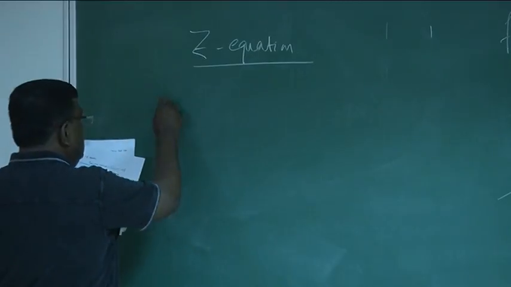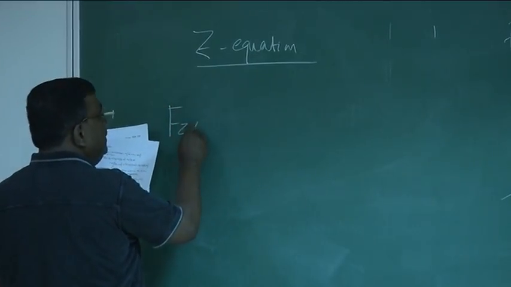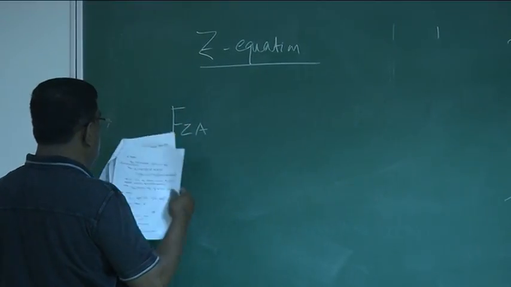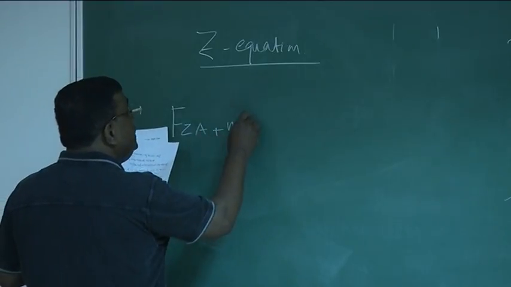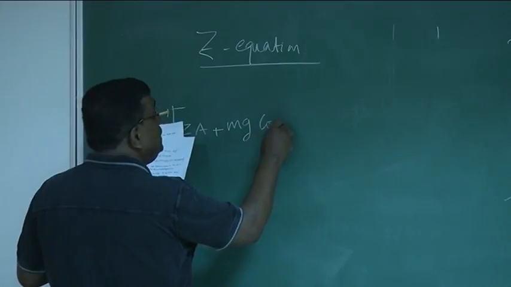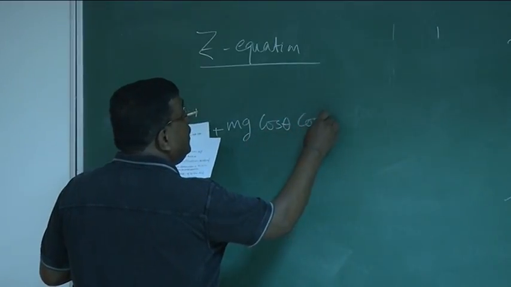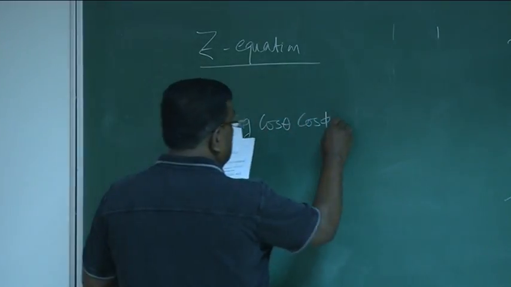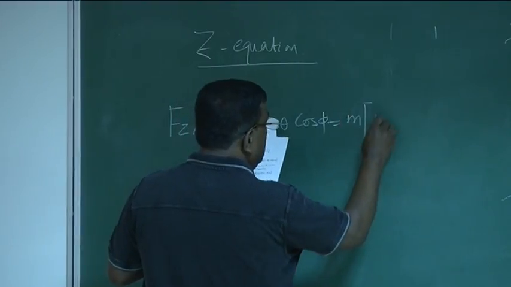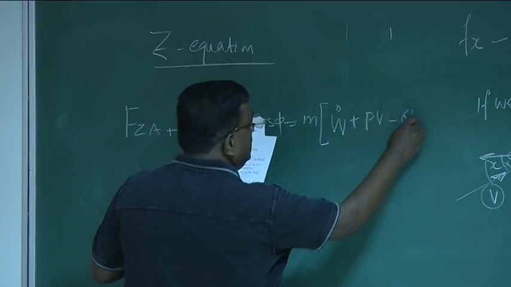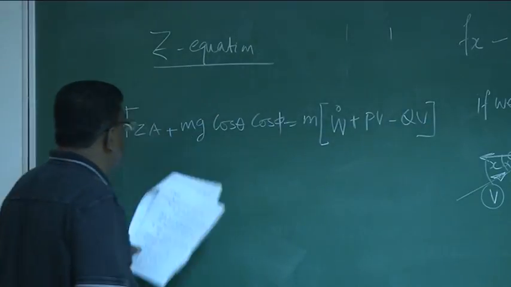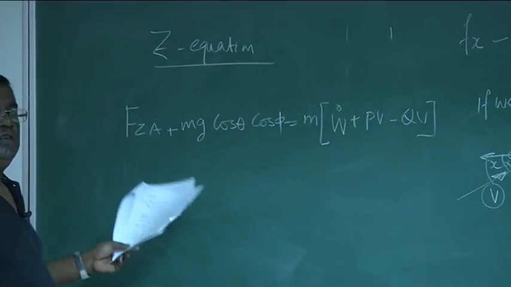So the equation is, you see the six degree of freedom equation, F_ZA plus mg cos theta cos phi is equal to m (w dot plus pv minus qw). Okay? Now you are experts, we will introduce perturbation.